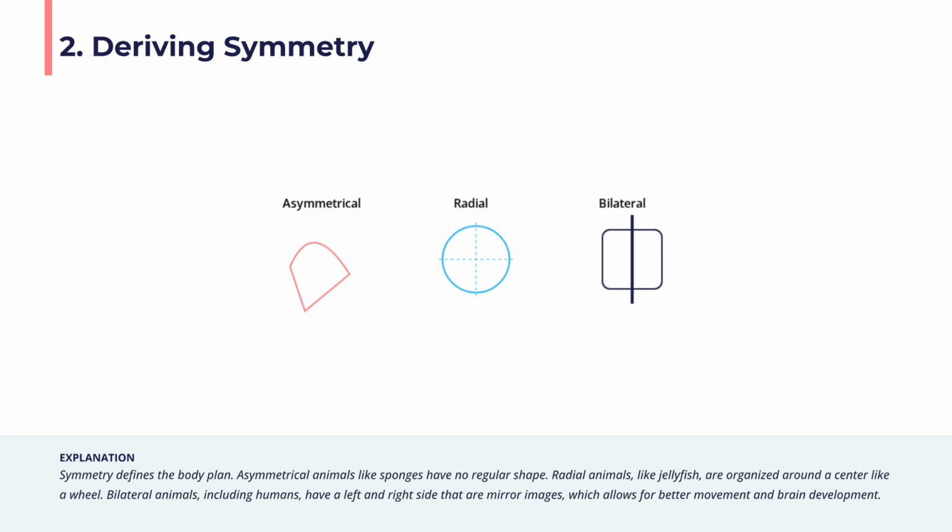Symmetry defines the body plan. Animals can be asymmetrical, like sponges, radial, like jellyfish, or bilateral, like humans. Bilateral symmetry allows for better movement and brain development.